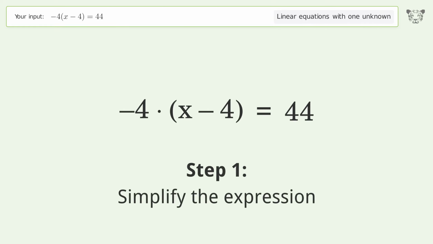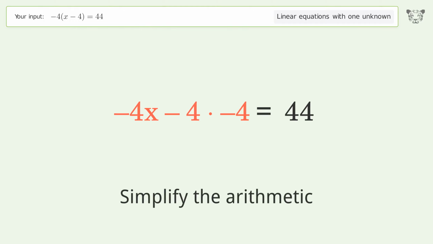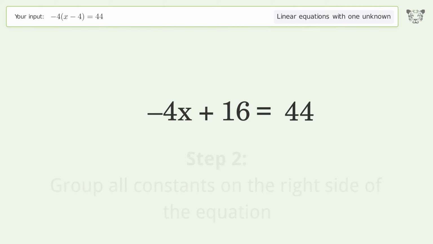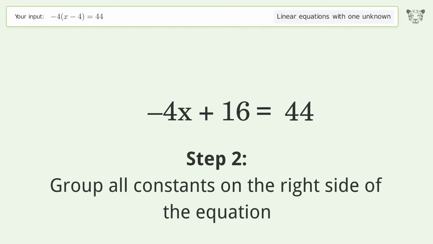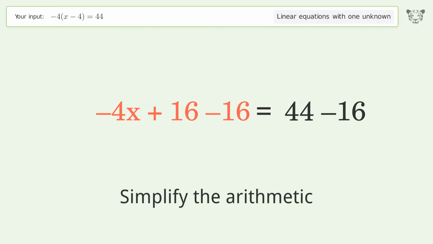Simplify the expression. Expand the parentheses. Simplify the arithmetic. Group all constants on the right side of the equation. Subtract 16 from both sides. Simplify the arithmetic.